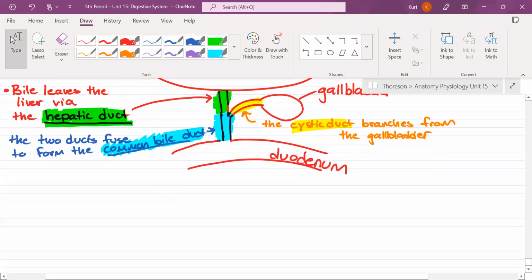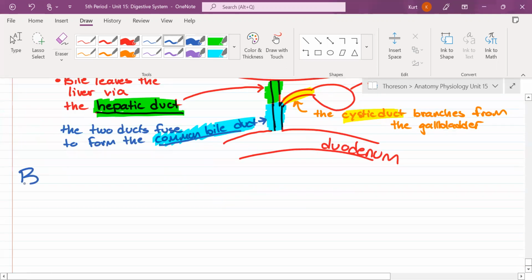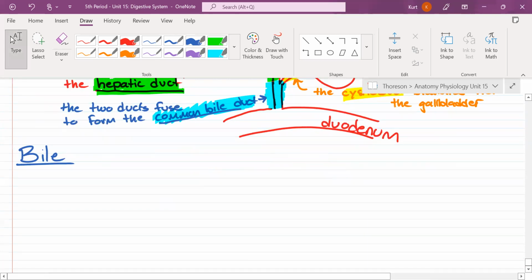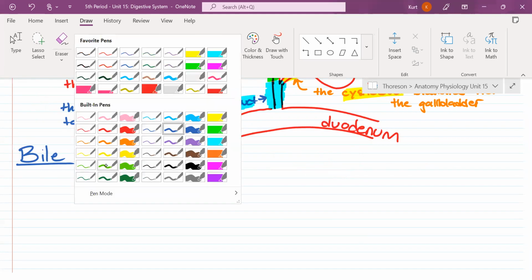Okay, we have about 10 minutes left. I want to finish off today's class with talking about bile specifically. I should probably use green for this, given that I'm talking about bile. Here we go.